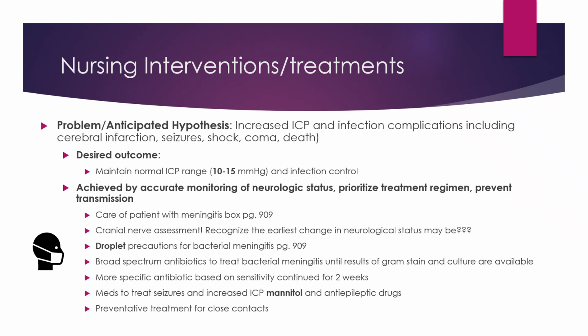So refer to the Care of a Patient with Meningitis box on page 909 in your book. Prioritize your ABCs: airway, breathing, circulation. We want to perform vital signs and neurological checks every 2 to 4 hours and assess their cranial nerves, especially cranial nerve 3, 4, 7, and 8, and then monitor for any changes in those. Provide adequate pain management.